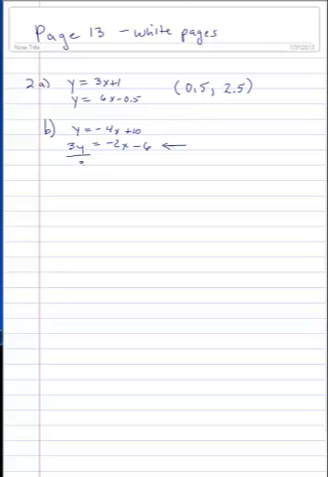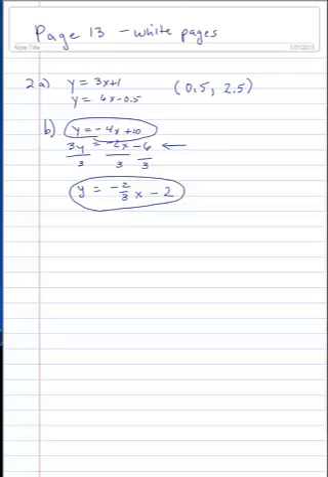So to get y by itself, I'm simply going to divide both sides by 3. And I can't just divide the negative 2x by 3 or the negative 6x by 3. Every single term has to be divided by 3. So that gives me y equals negative 2/3 x minus 2. Negative 6 divided by 3 is negative 2. So now I'm going to take these two equations, the equation 1, which I didn't have to do anything with, and equation 2, and let's go back to my calculator.